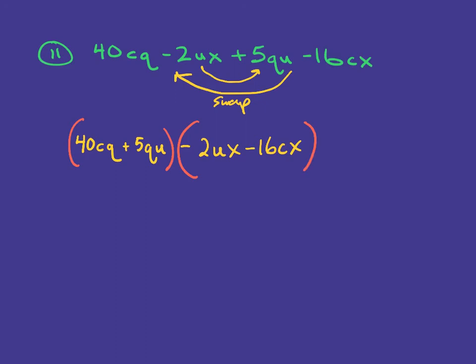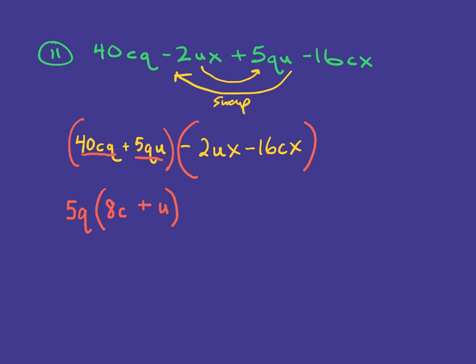The first pair, 40 and the 5, we can take a 5 out of. We can also take a q out of both of those terms. And put your parentheses and write what's left when you've taken that out. 40 divided by 5 leaves you 8. We took the q out, and that just leaves c. Took the 5 out, we took the q out, and that just leaves u.